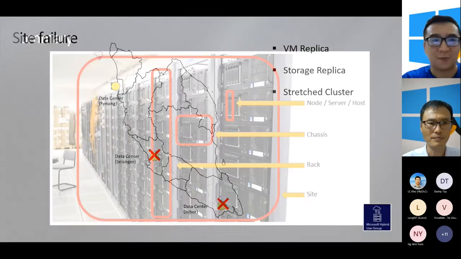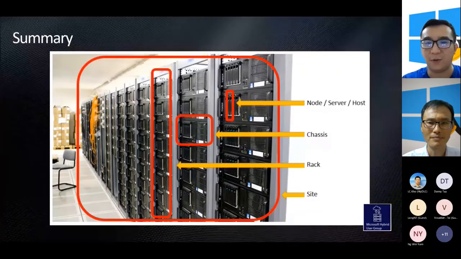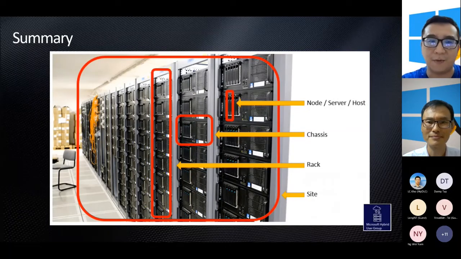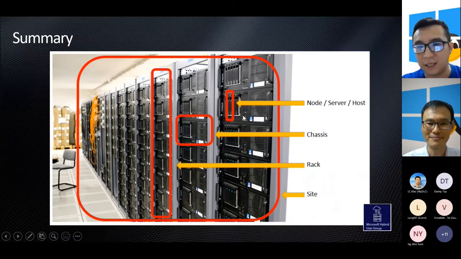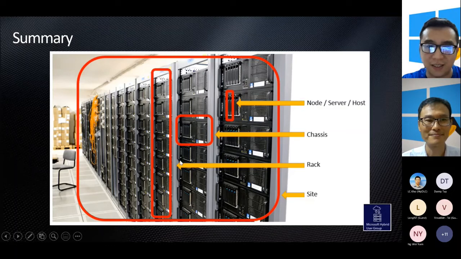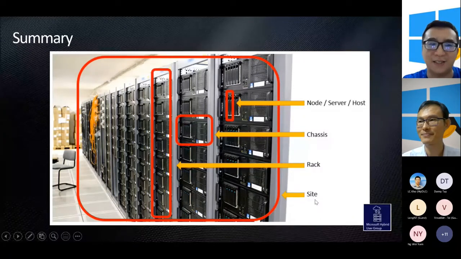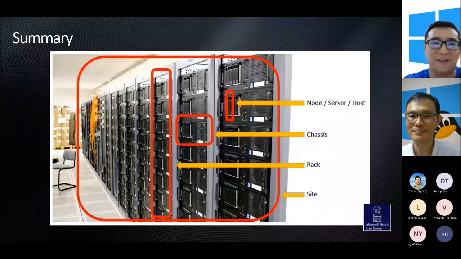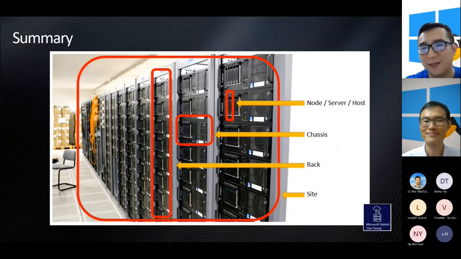Coming to the last one, before I pass back to Noel. This is a summary of what I talked about. This is the node, the server host. This is the chassis, and this entire thing is the rack. And if the entire data center fails, it is considered a site. So this one picture can actually explain everything for you. Thank you. Passing back to you, Noel.